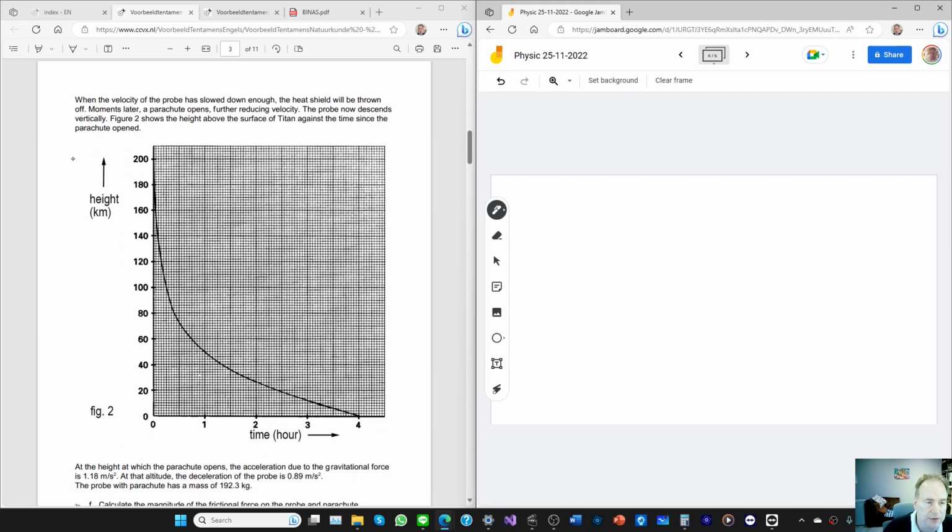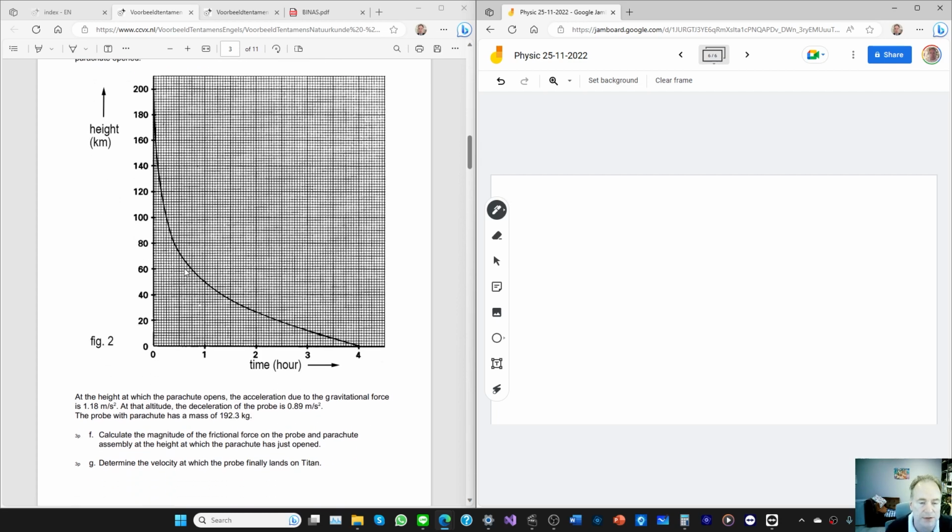So here I have a graph with height and time, and all the motion is in the vertical direction. At the height at which the parachute opens, the acceleration due to the gravitational force is 1.18 meters per second squared. At that altitude, the deceleration of the probe is 0.89 meter per second squared. The probe with parachute has a mass of 192.3 kilogram. Calculate the magnitude of the frictional force on the probe and the parachute assembly at the height at which the parachute has just opened.